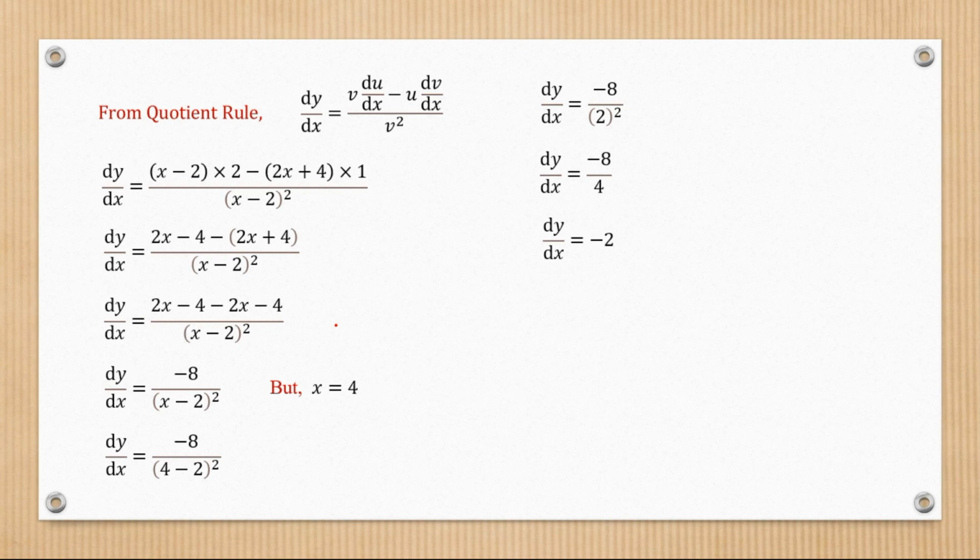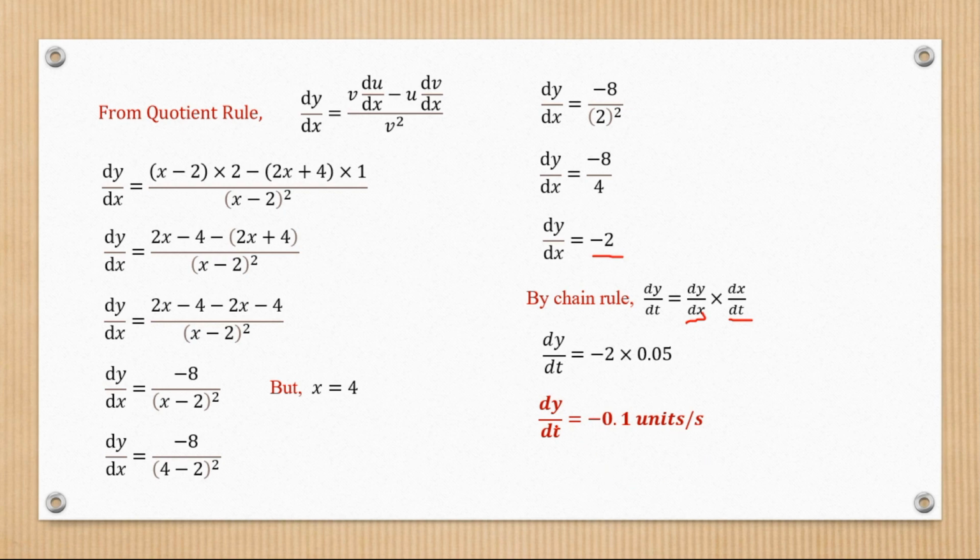So now that I know the value of dy dx, I can now plug this into my chain rule, which is dy dt being equal to dy dx times dx dt. So plug those values in. We found the dy dx as negative 2, and in the question we are told that dx dt was 0.05. So multiply those together, and I'll have dy dt being equal to negative 0.1 units per second, and that is the answer. Alright, so let's look at question number 9.